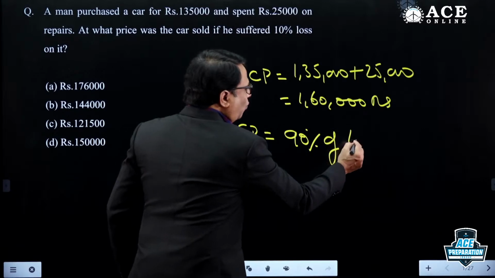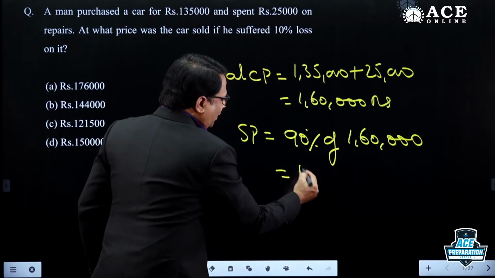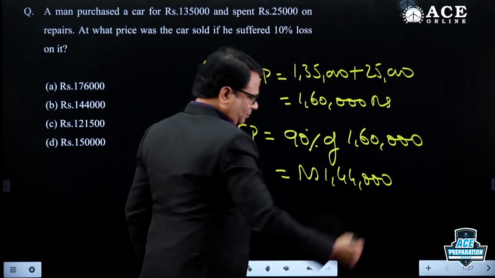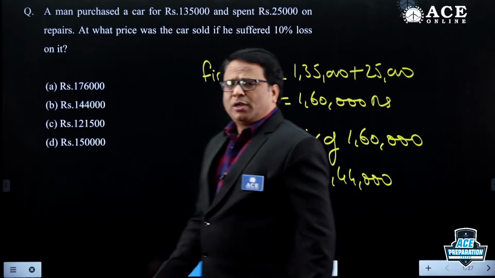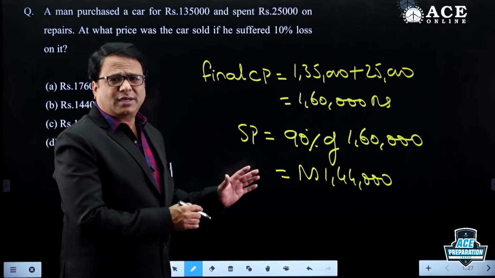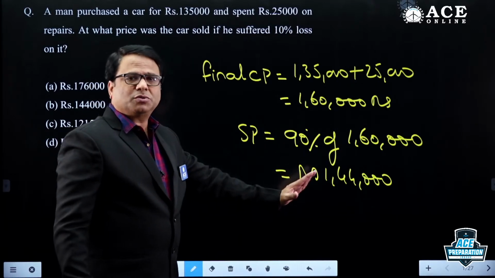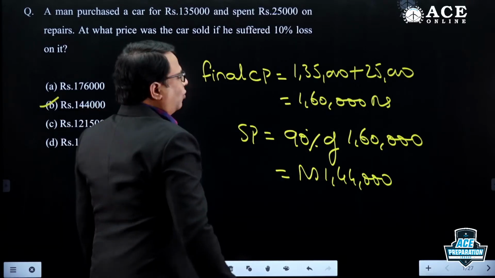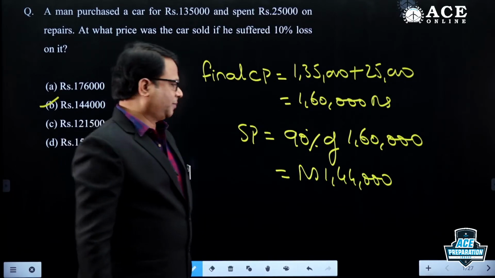And what is the cost price? 1,60,000. And when you do this calculation, you get 1,44,000. So if there is a loss of 10%, the selling price would be 1,44,000. Okay? So here the answer is rupees 1,44,000. Come, let us go to the next question.